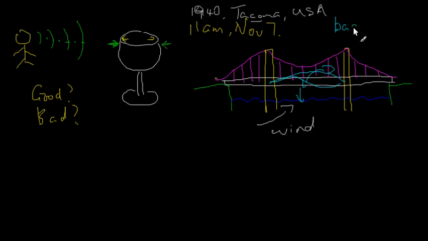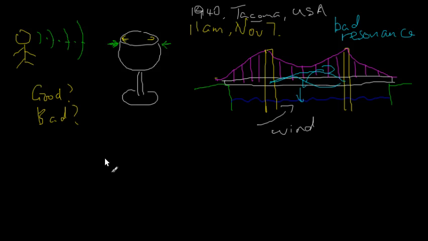Now, so I think we can safely say that this is a bad resonance, because it destroyed the bridge and it almost killed the people who were on the bridge. But luckily, even the last person was able to run off the bridge just in time. Okay, so that's an example of a bad resonance.